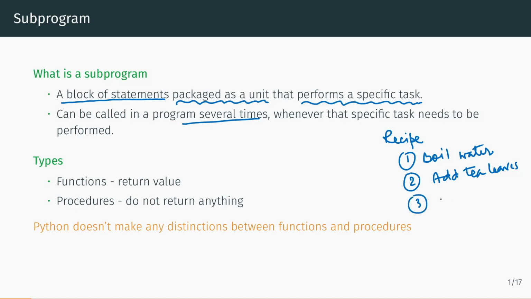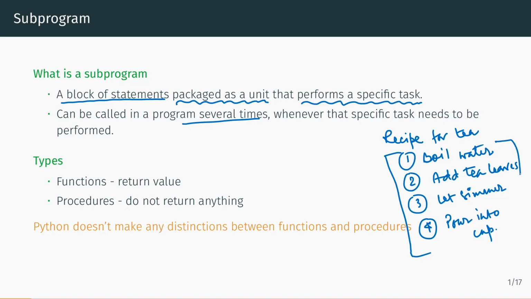and I don't know, let simmer or something, I'm not sure. And pour into cup or something. Pour into cup. Now, this recipe for tea consists of 4 steps, right? What you do is, you would package these 4 steps as a unit and call it make tea, something like this.